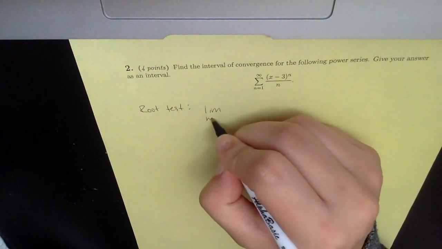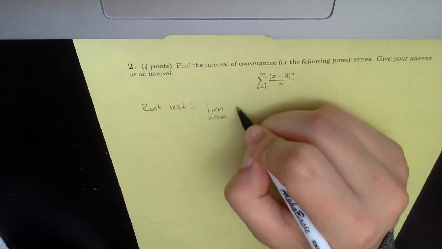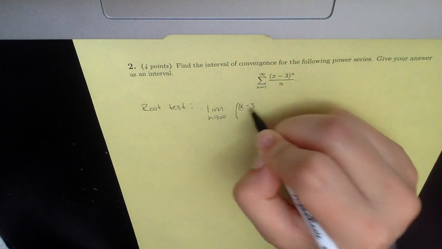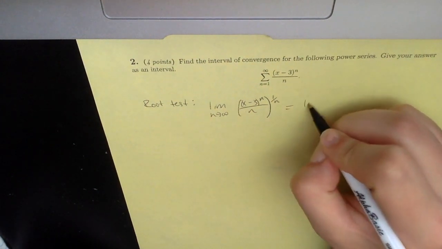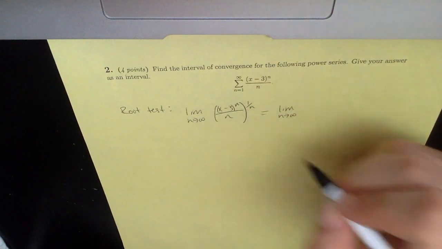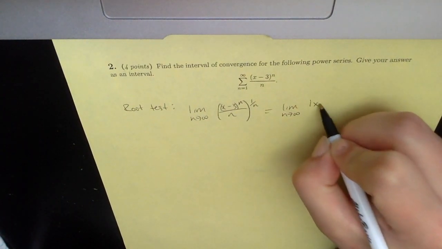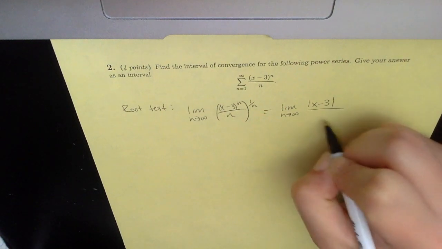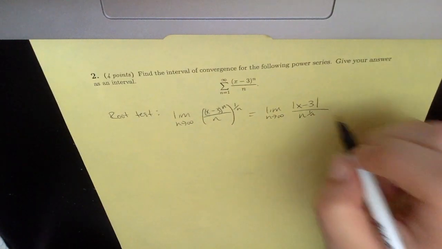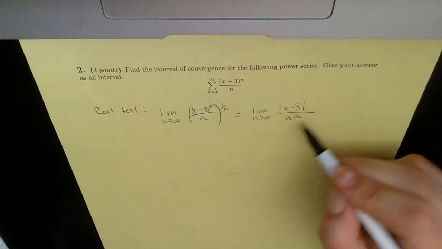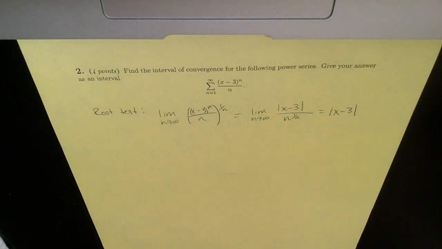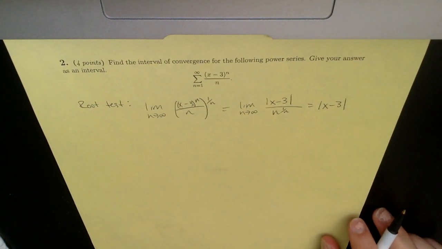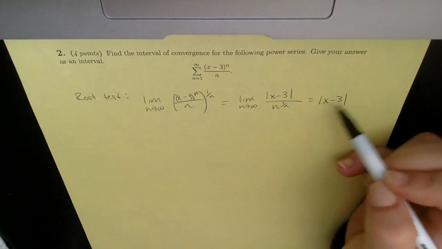So the limit as n goes to infinity of ((x minus 3)^n over n)^(1/n), that's just going to be equal to, we can do the top and bottom separately. So ((x minus 3)^n)^(1/n) is just going to be the absolute value of x minus 3 over n^(1/n). Now, as n goes to infinity, n^(1/n) goes to 1. So this is just the absolute value of x minus 3. Okay. Now what we know using the root test is that we need this to be less than 1.